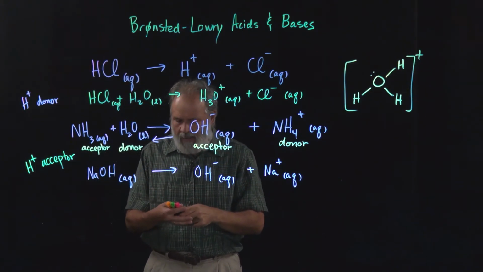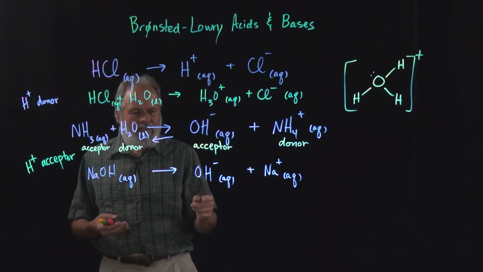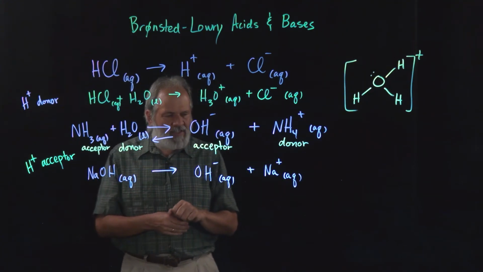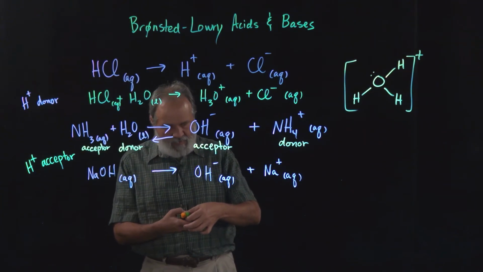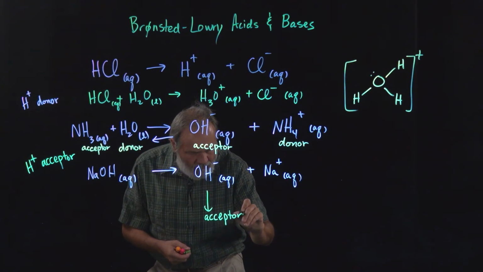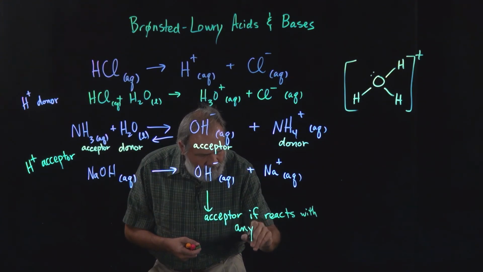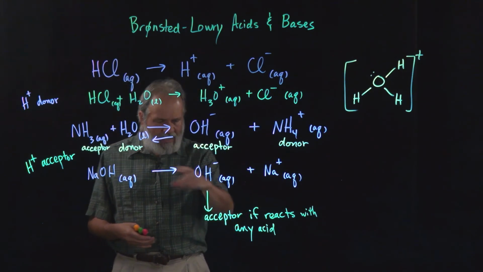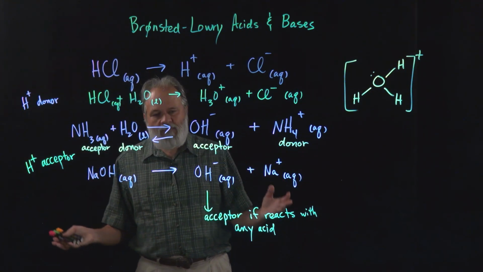What about this one here? The hydroxide is neither donor nor acceptor. It's simply dissolving the base, so this is not a donor-acceptor reaction. It's just the chemical reaction for dissolving in water. However, once you have hydroxide, it can accept protons from anywhere, like another acid. So this would become an acceptor if it reacts with any acid. This reaction does not do the donor-acceptor thing. However, hydroxide is still going to be a base, because it's not going to sit around and do nothing if there's any place to get a proton from. So that's it for the Bronsted-Lowry acid-base definition.